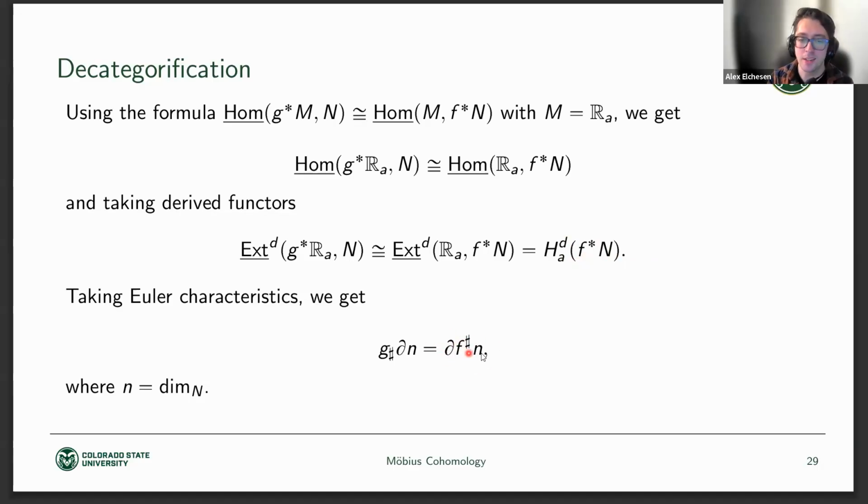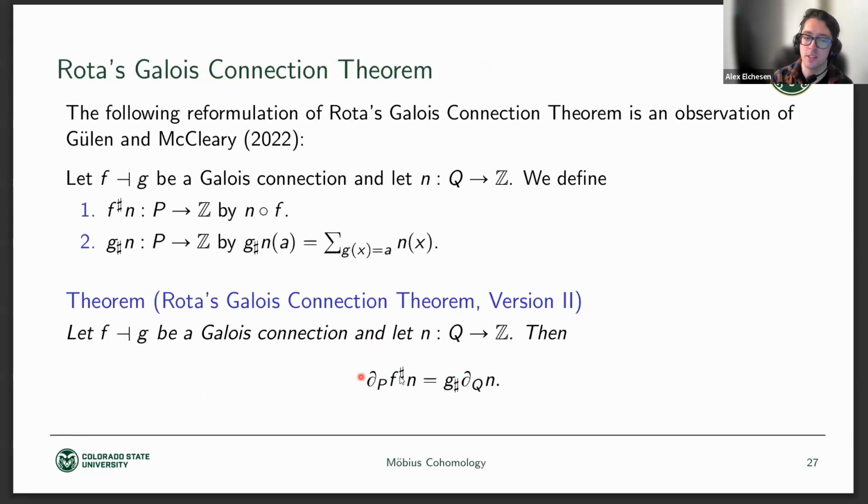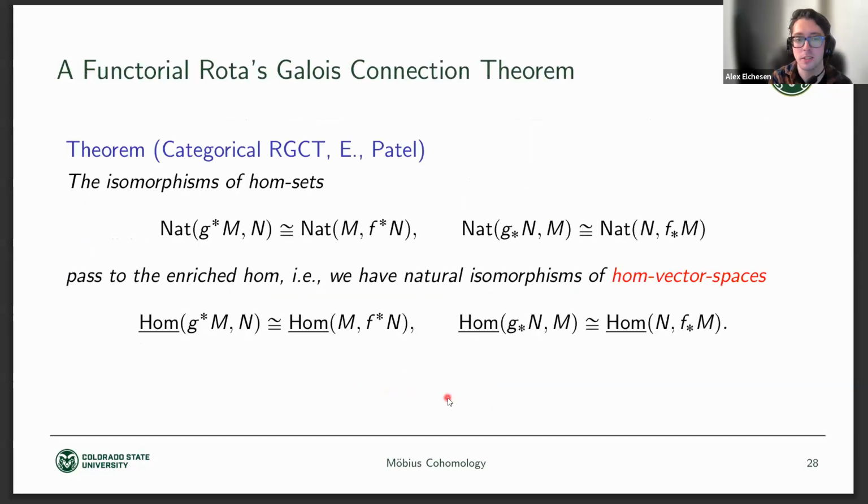So on the right, we get the Möbius inversion of the pullback of n. On the left, you need to do a little bit more combinatorics and shuffle some sums, but it turns out that's the same as first Möbius inverting n and then pushing forward under G. And this is exactly Alex and Aziz's formulation of Rota's Galois connection theorem.